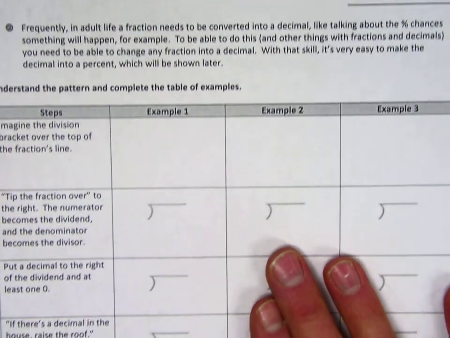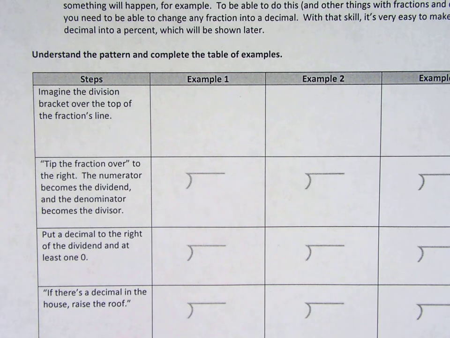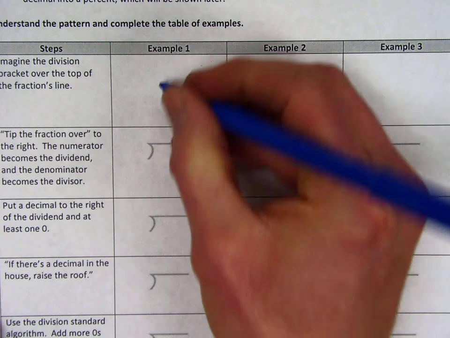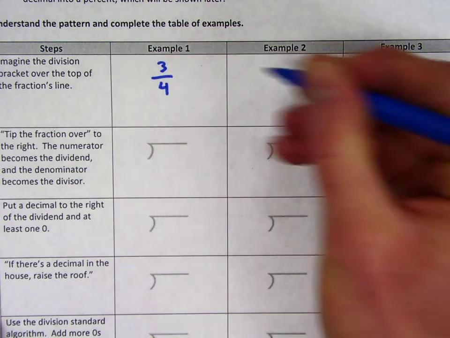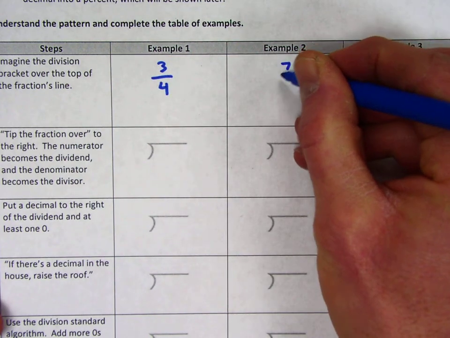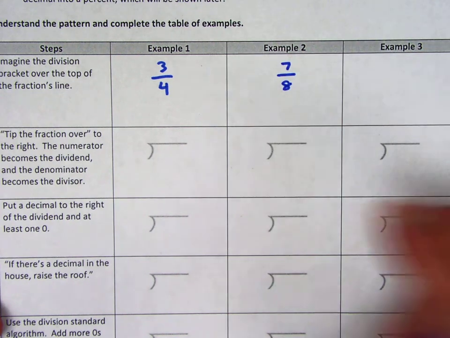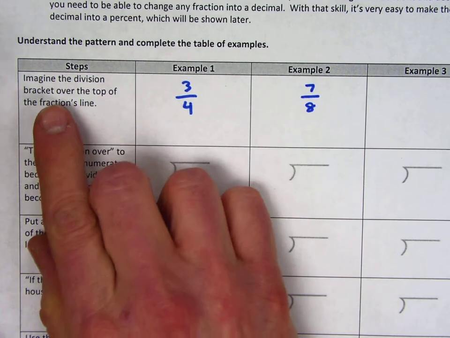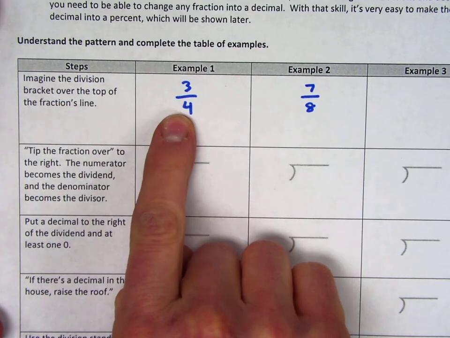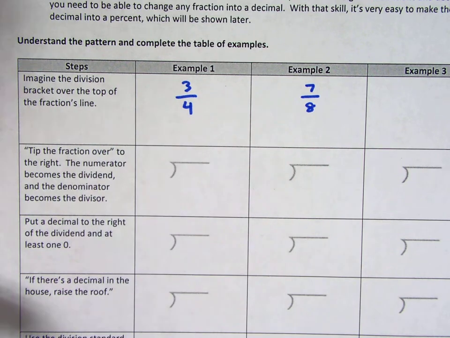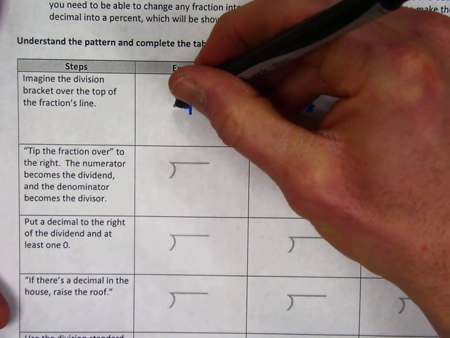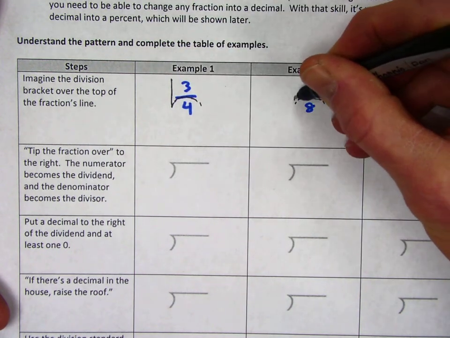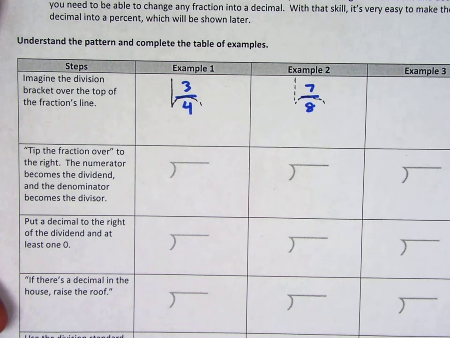On this sheet there are going to be several examples, and your sheet will actually have more information than this blank one shows, but here we go. If I had the fraction 3/4, for example, or the fraction 7/8, then this is what would happen. The first thing I'm going to ask you to do is imagine the division bracket sitting over the top of the fraction's line. Here's the curved part of it, and here's the straight part.